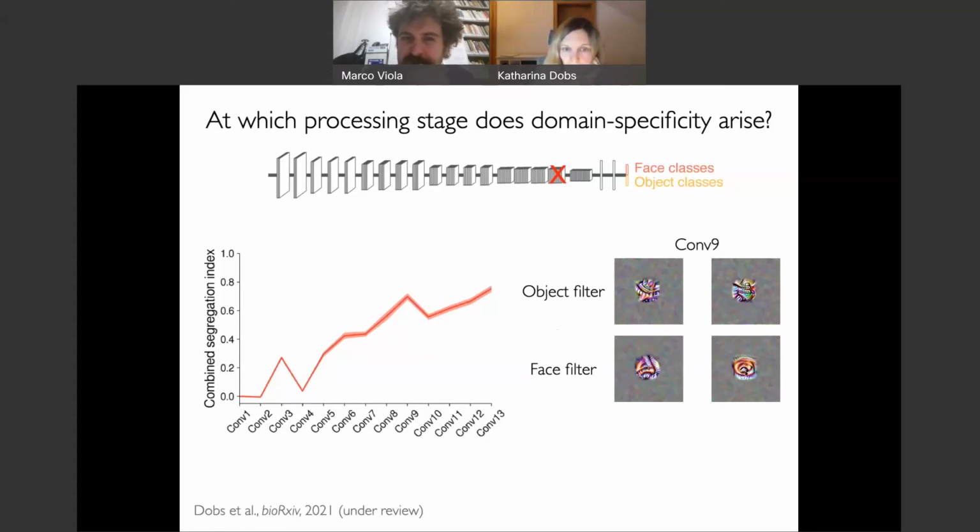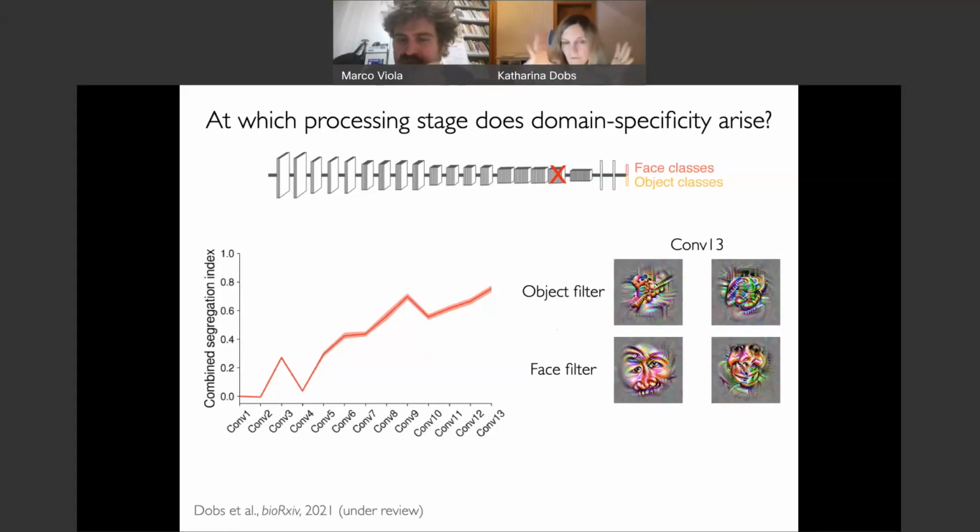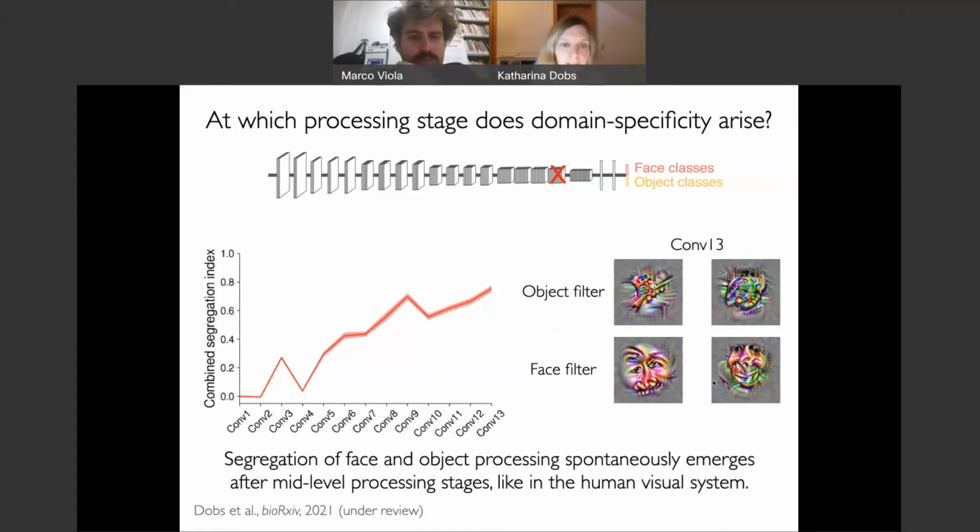When you go to the last convolutional layer now, the receptive fields get bigger, and you see that the object filters show, again, some generic object features, whereas the face filters really develop within that system to preferentially respond to faces and face-like features. So segregation of face and object processing spontaneously emerges after some mid-level processing stages, like in the human visual system.